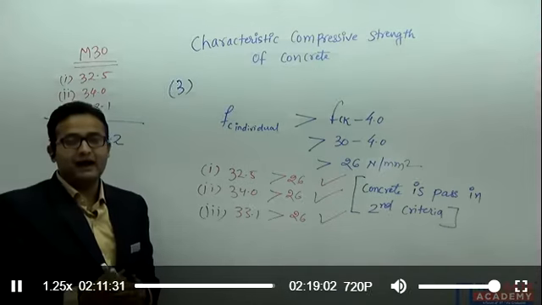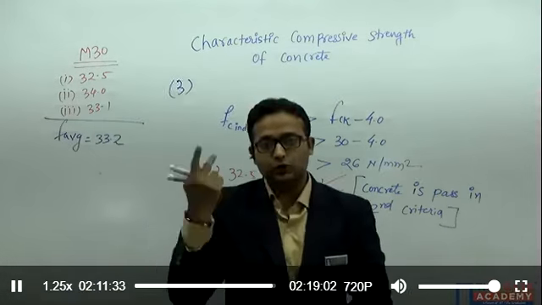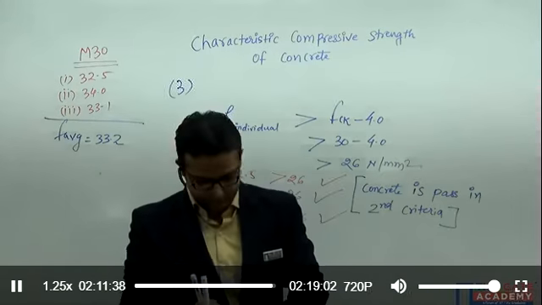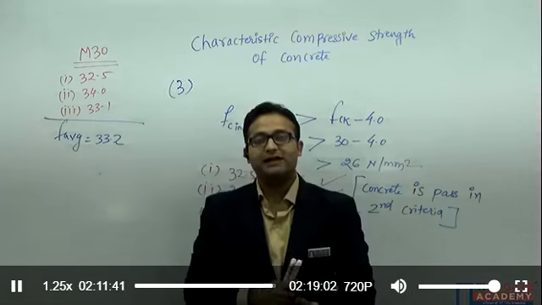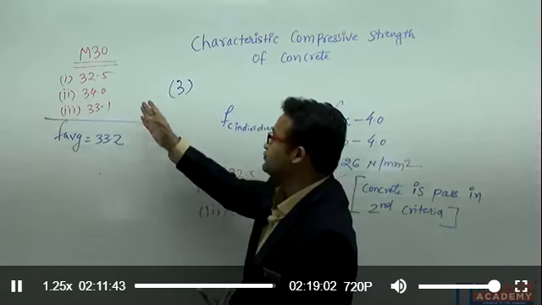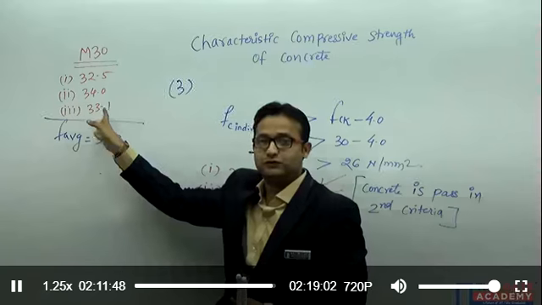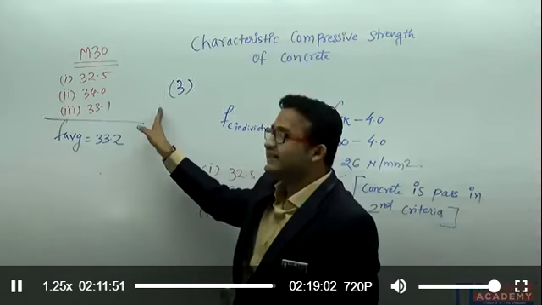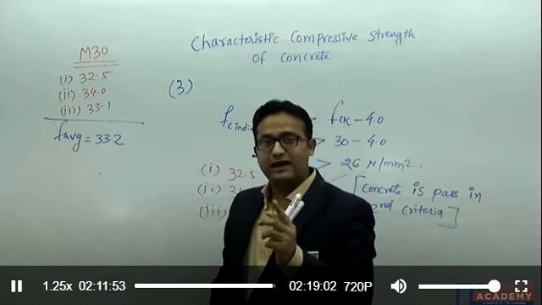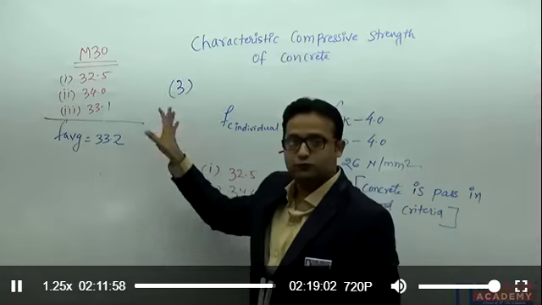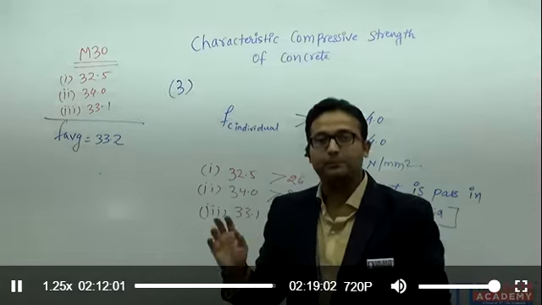As per the third criteria, there are two statements. Statement A says there should be a minimum of 3 cubes, which means a minimum of 3 cubes shall be tested. Yes, there are 3 cubes. They have prepared the concrete for M30 grade and prepared 3 cubes. So this sample is accepted for 3.A. Now let's talk about 3.B.